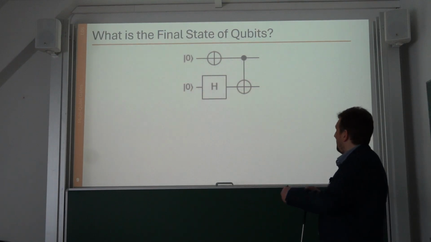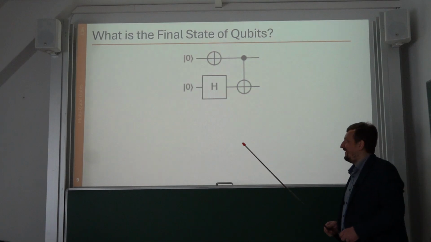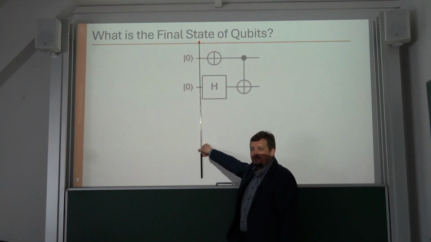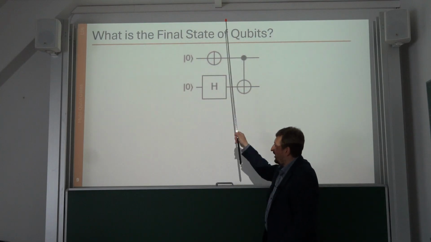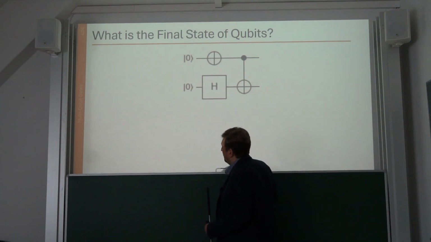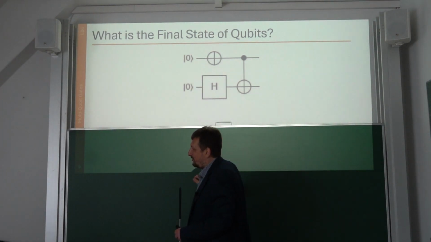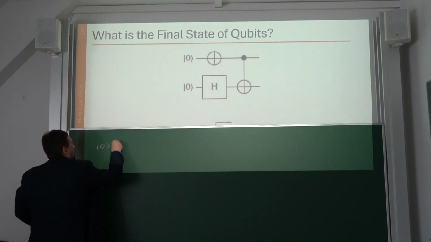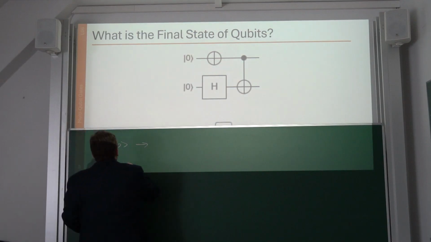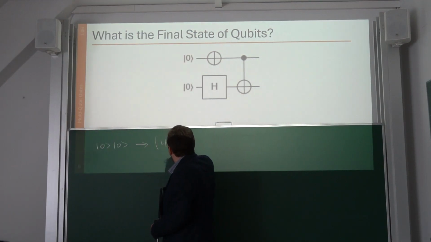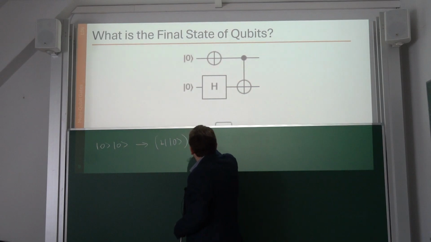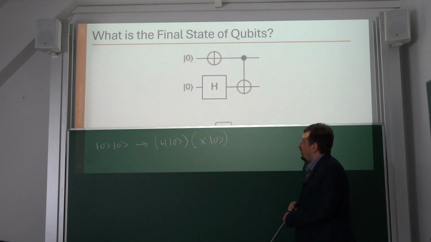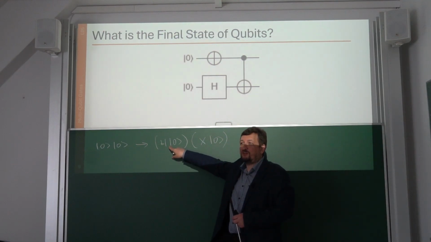Are you sure? No. Okay, so let's work it out. Here I have state 0, 0. Here I apply the Hadamard gate to qubit 1 and the X gate to qubit 0. So I start with 0, 0. Then I apply the Hadamard gate to this qubit and the X gate to qubit Q0.